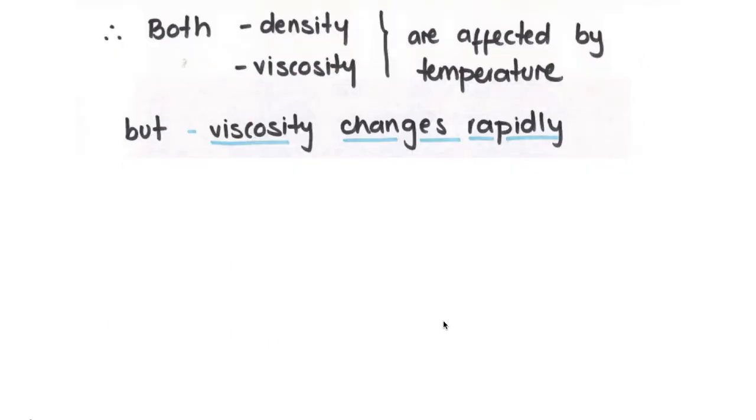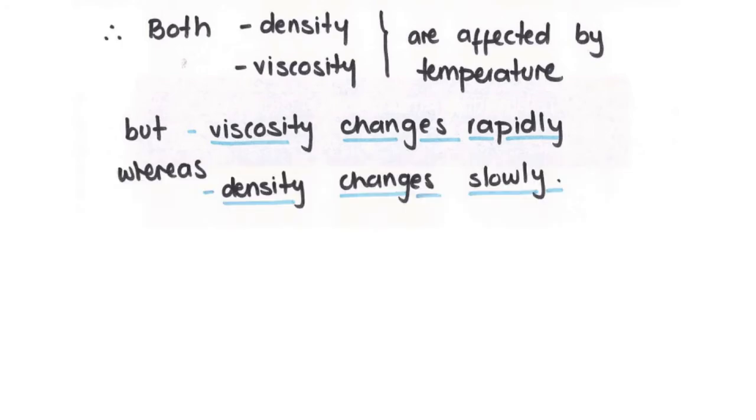Agree? So both density and viscosity are affected by temperature, but viscosity changes rapidly. That means, for example, if you think about honey and you warm it up, it becomes easier to pour, right? So viscosity is affected by temperature very quickly, whereas density changes more slowly. It takes more time for those particles to start heating up and moving more and spreading up and having more volume. So the viscosity changes rapidly, but the density changes more slowly.